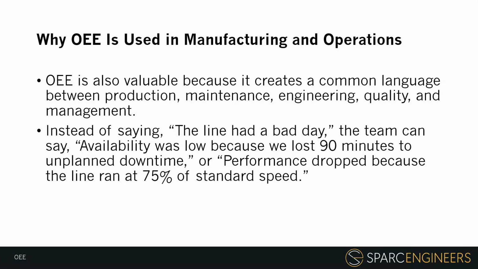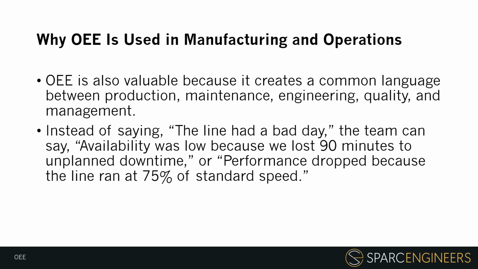OEE gives the team a more precise way to describe what happened. Instead of saying, "The line had a bad day," the team can say, "Availability was low because we lost 90 minutes to unplanned downtime." Instead of saying, "The line was slow," the team can say, "Performance dropped because the line ran at 75% of standard speed." Instead of saying, "Quality was bad," the team can say, "Quality losses reduced good output by 4% due to defects and rework." That level of clarity matters because it helps the team align on the problem. When the loss is clearly defined, the right people can work on the right countermeasure.